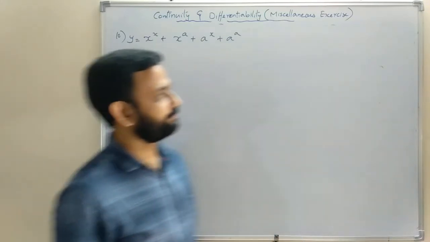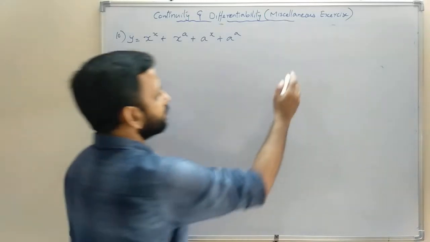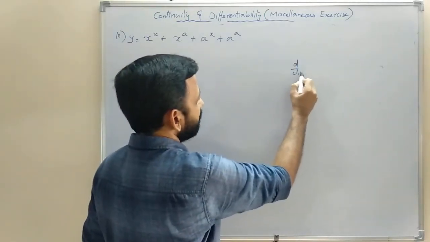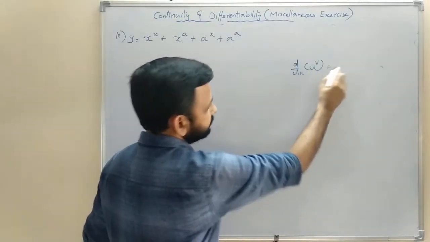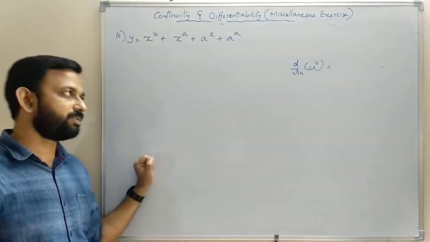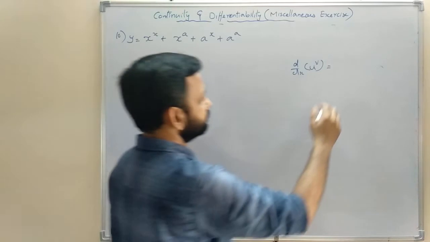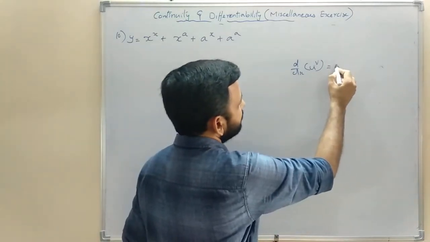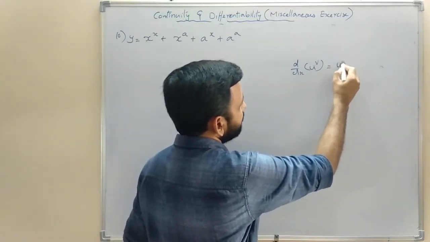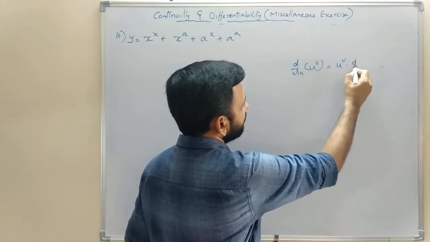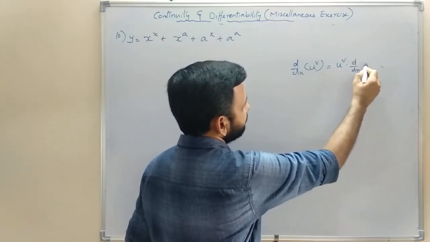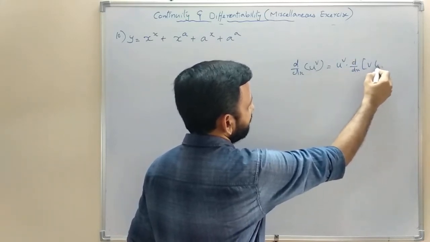So here, d by dx of u raised to v is equal to u raised to v into d by dx of v log u.